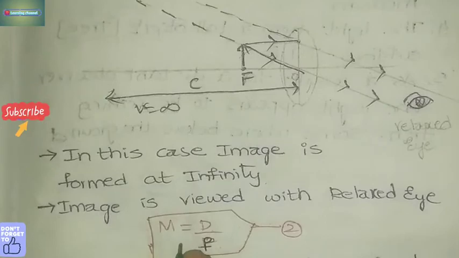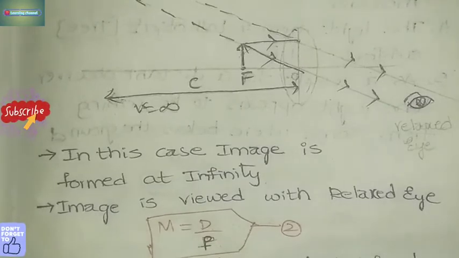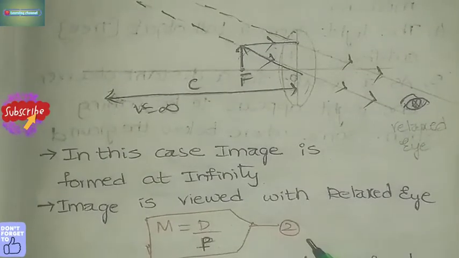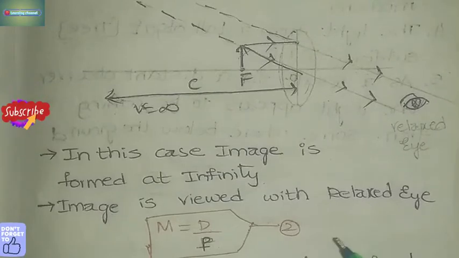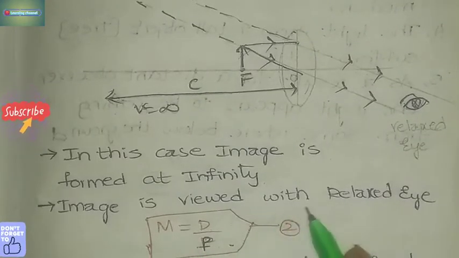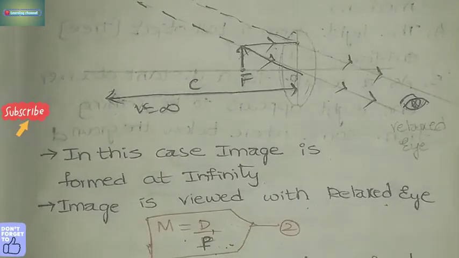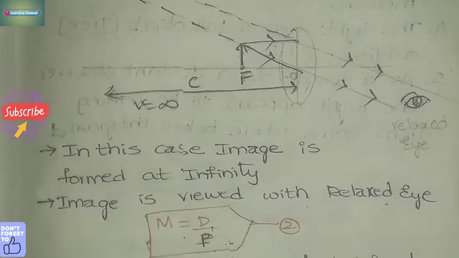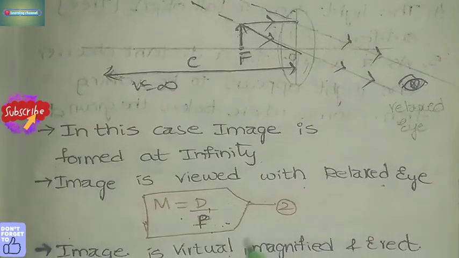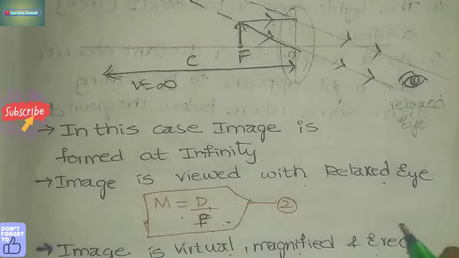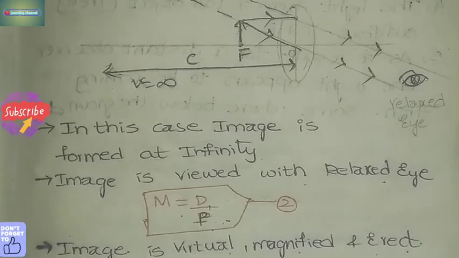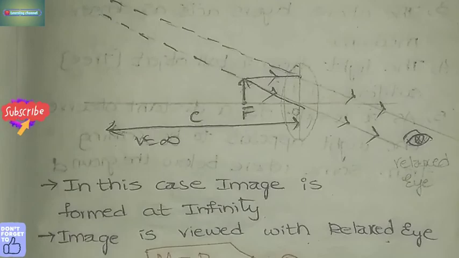Here the magnification value is M is equal to D by F. In the previous case, we got M is equal to 1 plus D by F. In this case, the image is viewed with a relaxed eye and the value is M is equal to D by F, where D is the near point distance and F is the focal length. And how is the image formed? The image is virtual, magnified and erect, and formed at infinity. These points you must write, and the diagram should be very neat.